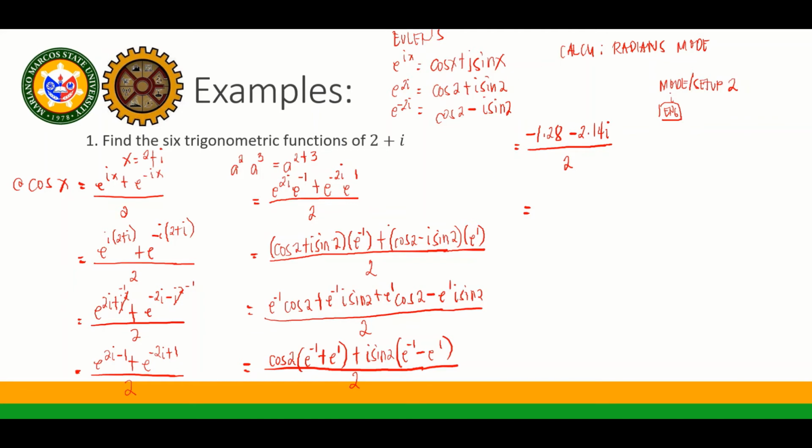So our answer will be, our cosine x is equal to negative 0.64 minus 1.07i. So this is now the cosine of 2 plus i, a complex number. Okay?